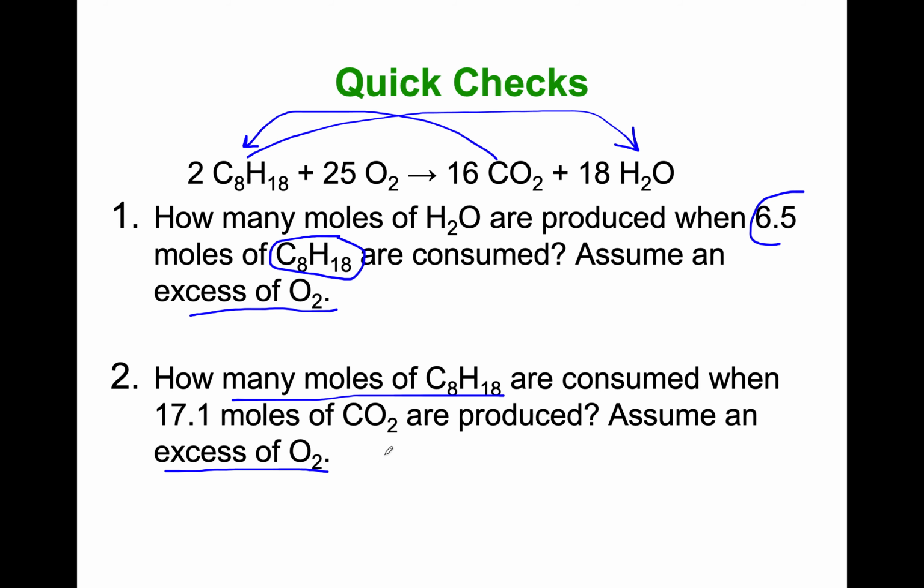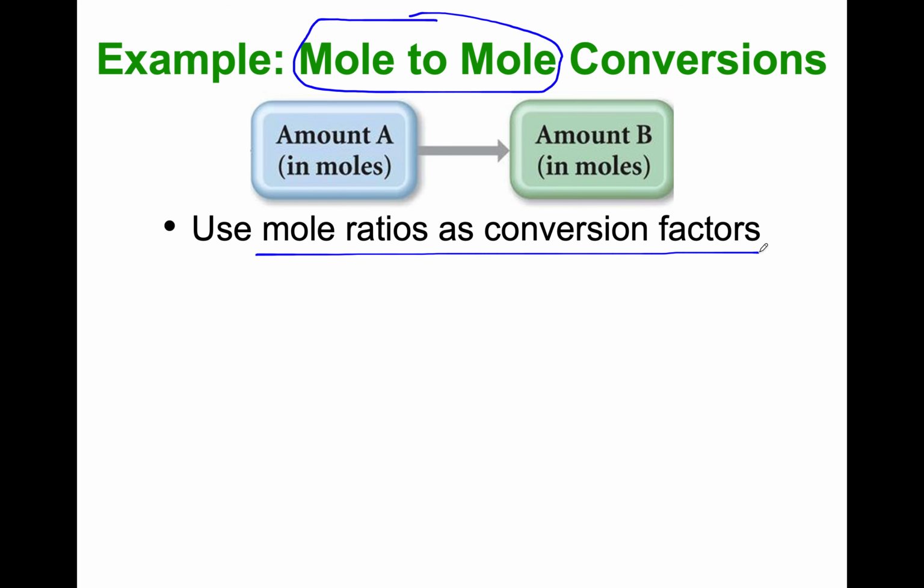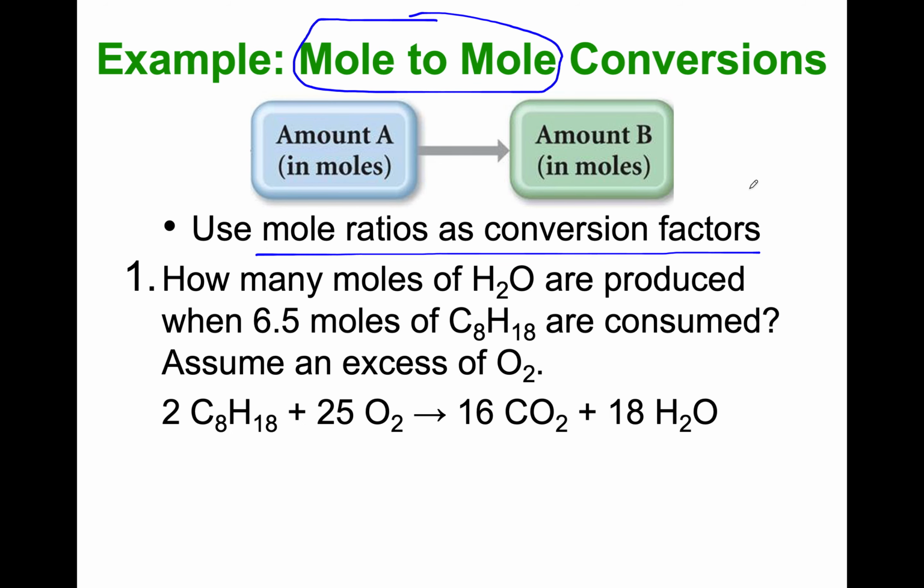This right here is stating there's excess, so this is not a limiting reactant problem. You only have to worry about one substance converting to something else. So go ahead and pause the video and do the calculations. What I'm emphasizing on these first questions are mole-to-mole conversions. Okay, so if you have moles of one thing, you need to go to moles of something else. You get that from the mole ratio from the balanced chemical equation.